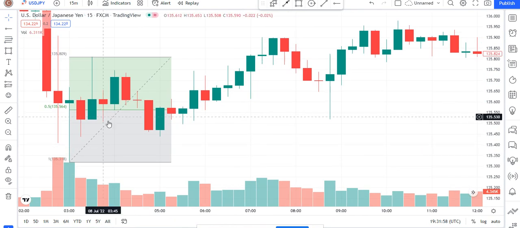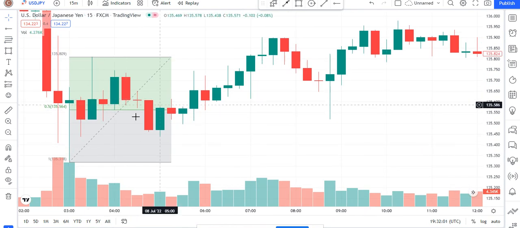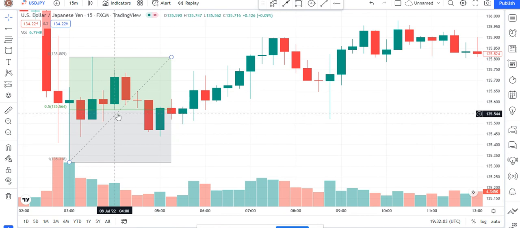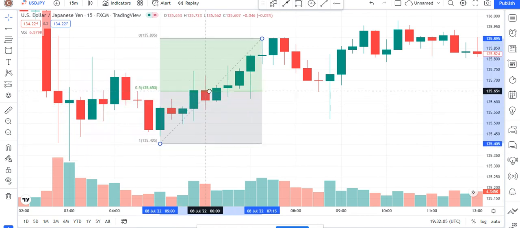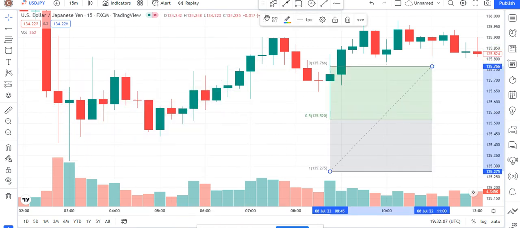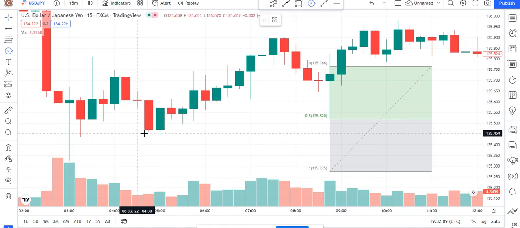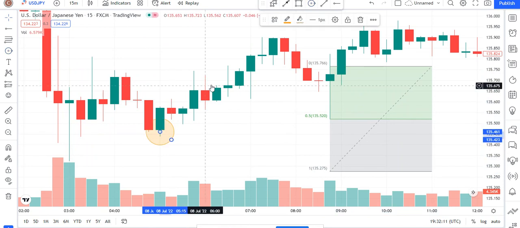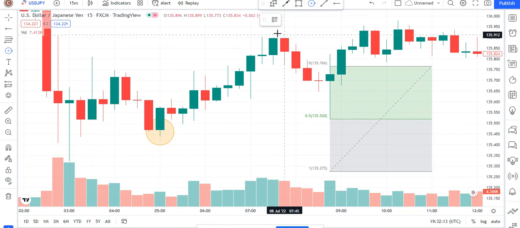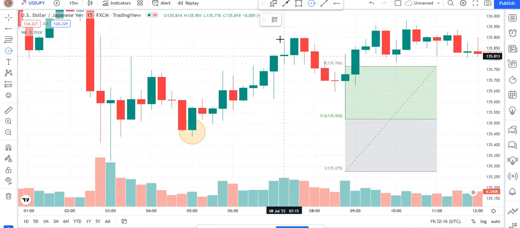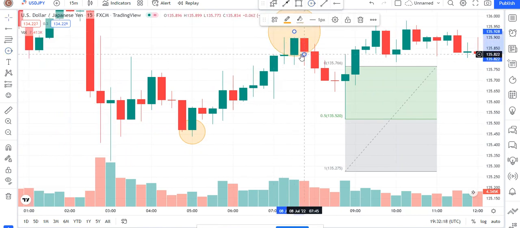Okay, so in this new range, let's say we miss this buy, you can come to this new range and look for a discount price. So the new range now will start from this low here to this high. That's the new range. Okay, from this low to this high.